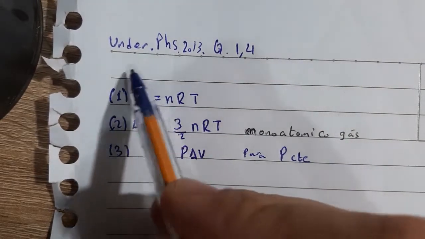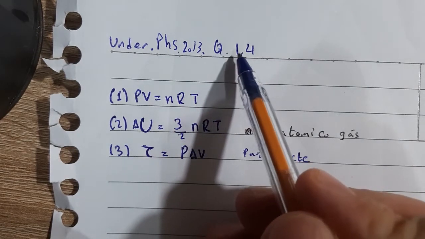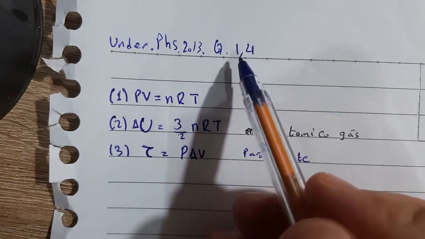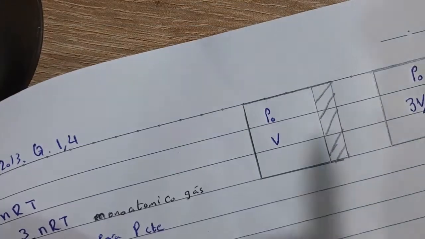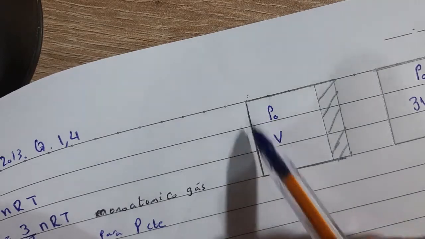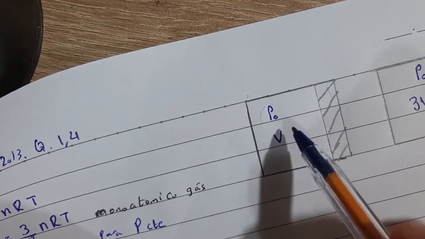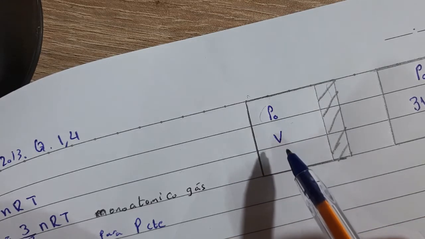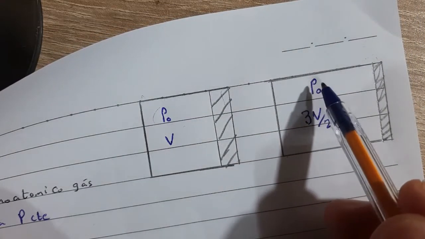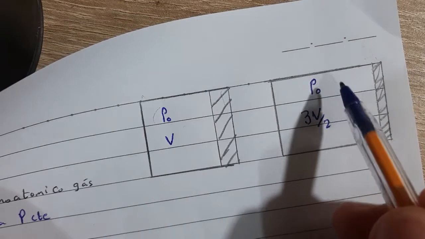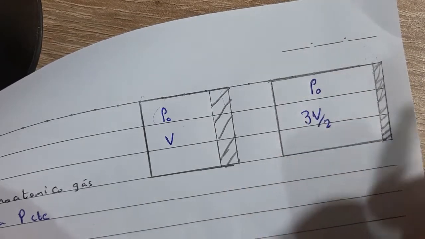So let's try and solve the 2013 question 1 item 4. Okay, now the question is telling you that in the first situation you have in this cylinder a gas, and the pressure is P0 and this is the volume. After you heat it, the pressure will still be constant. You won't change the pressure, but the volume will change.